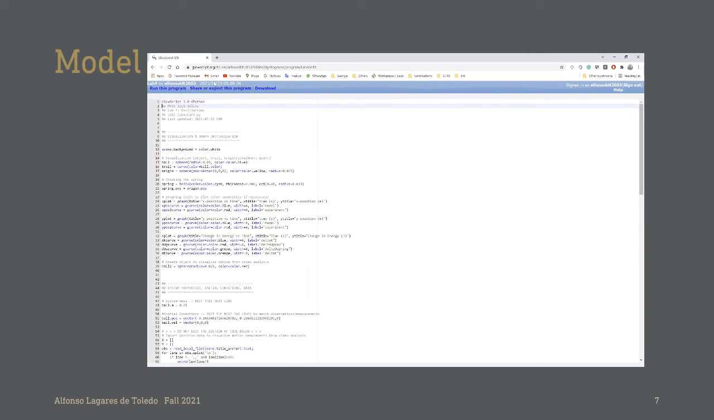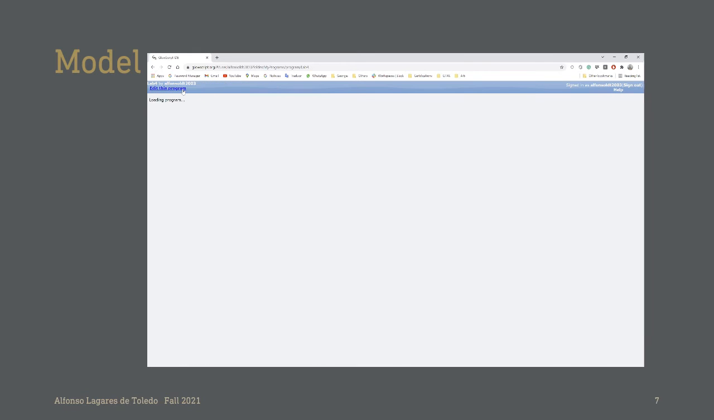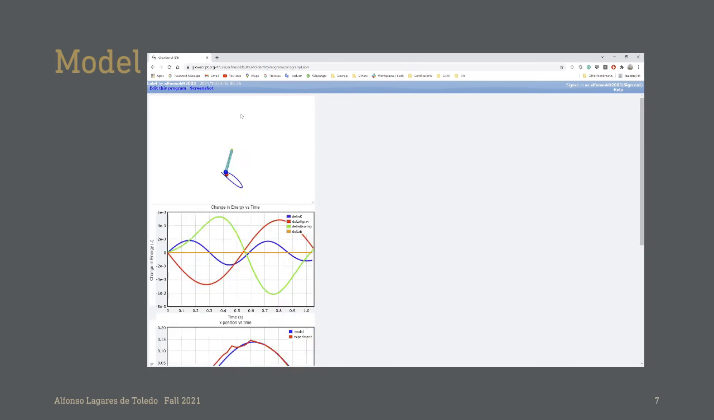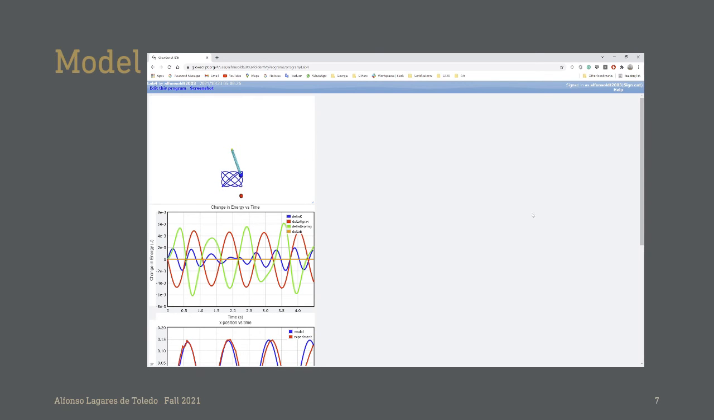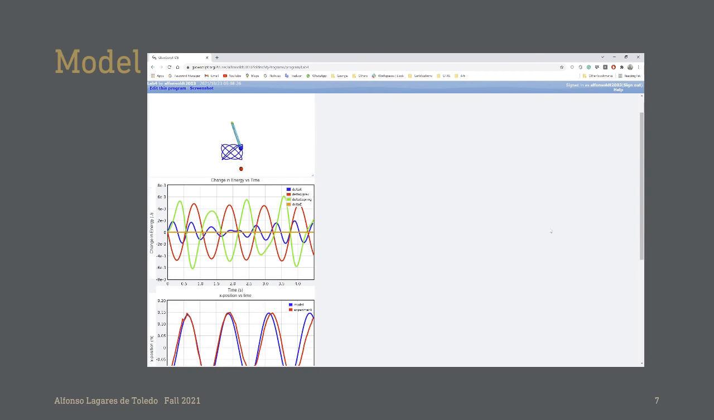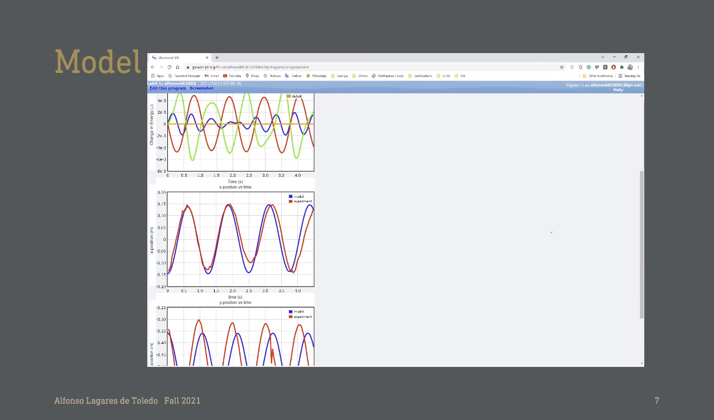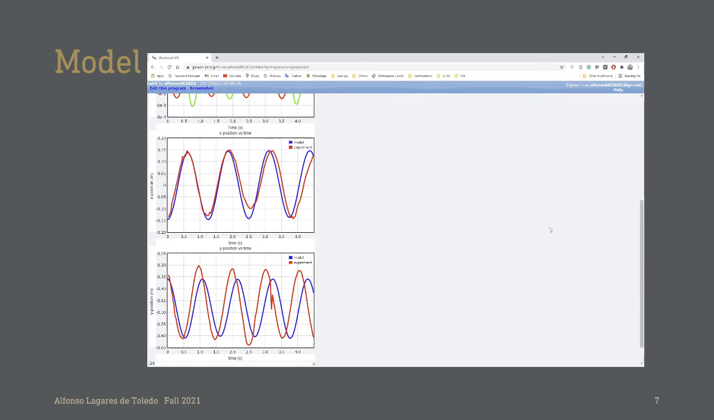The result is this animation of the mass oscillating with the spring and three graphs. The first one depicts the change in energy of the system for each type: gravitational potential, spring potential, and kinetic energy, and two graphs depicting the X and Y positions of the mass at every point in the movement. The blue line is the simulated motion, and the red one is the experimental one.